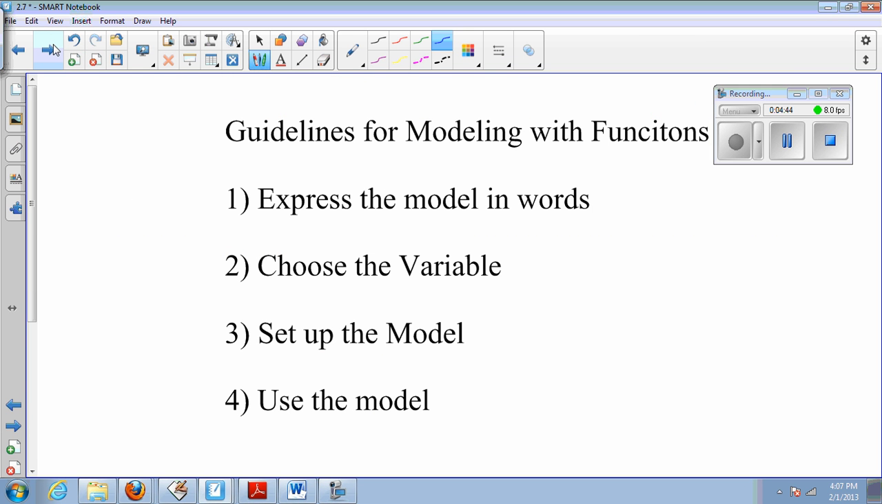So our guidelines for modeling with functions: we're going to express the model in words, choose variables, and put everything else in terms of those variables. Set up the model, which is creating a function, and then use the model or the function to solve the problem.